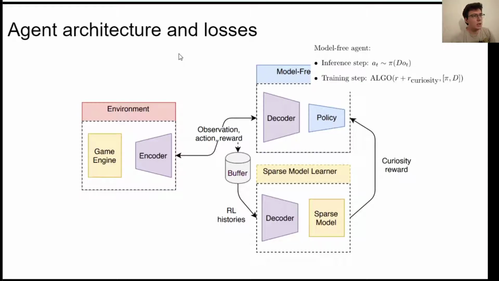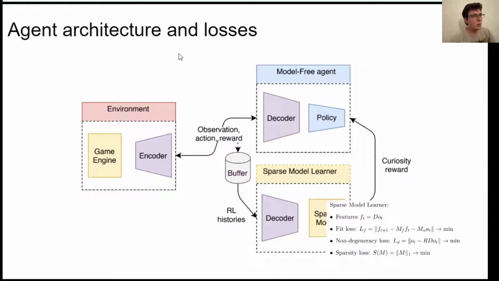The agent is trained in a standard way using any RL algorithm, with an addition that the curiosity reward is added to prevent overfitting. The curiosity reward shows how much the model can explain the new data. The sparse model learner is the component that we introduced. It learns a model M on learned features, which are just linear transformations of the observation.